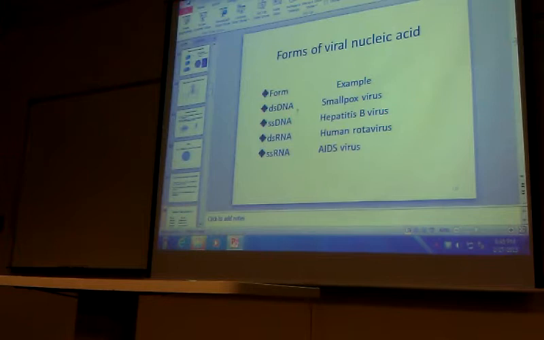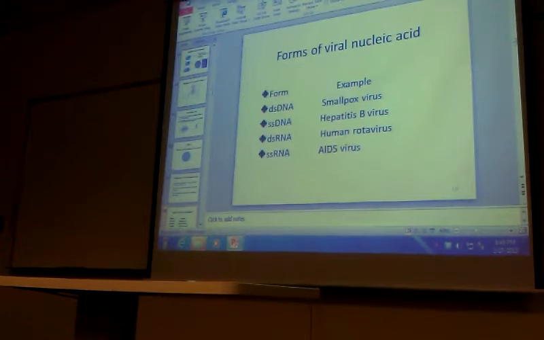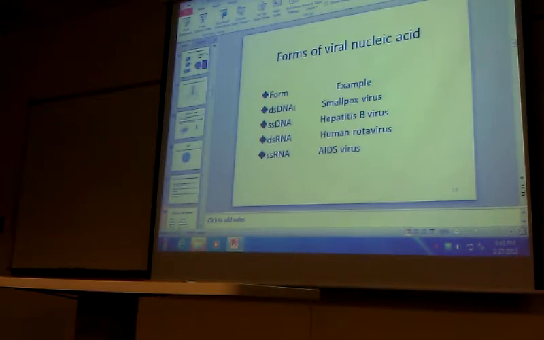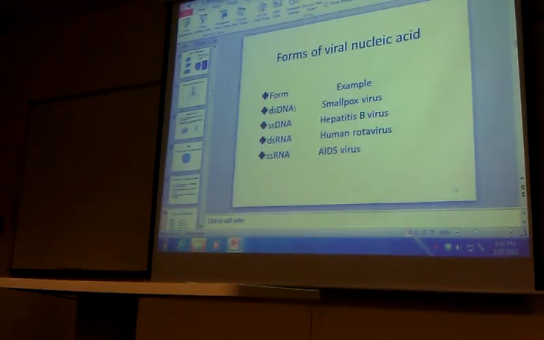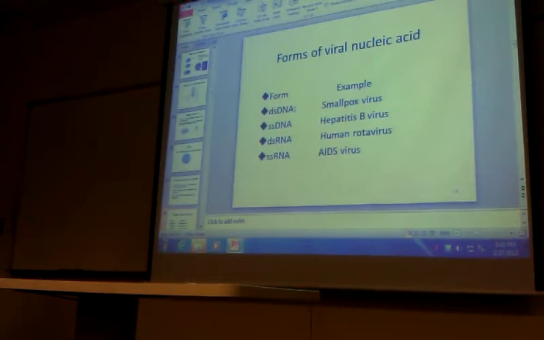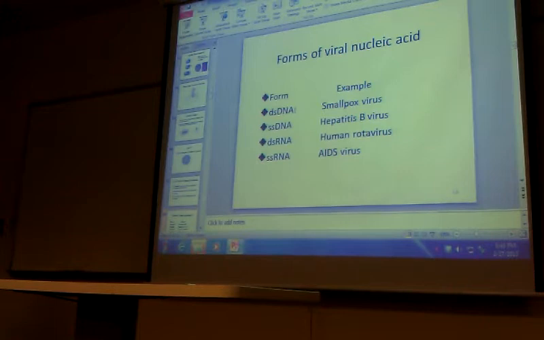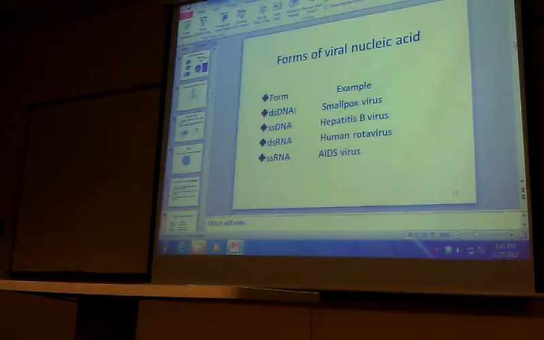Here, you don't need to pay attention to this example. Roughly, a virus can exist in any form in terms of nucleic acid. You only have DNA and RNA. DNA can be double-stranded or single-stranded. RNA can also be single-stranded or double-stranded. That's it, four forms. All the forms are possible for viruses.